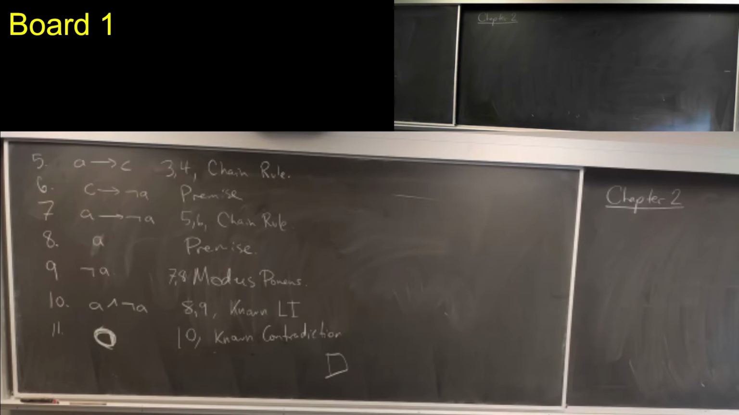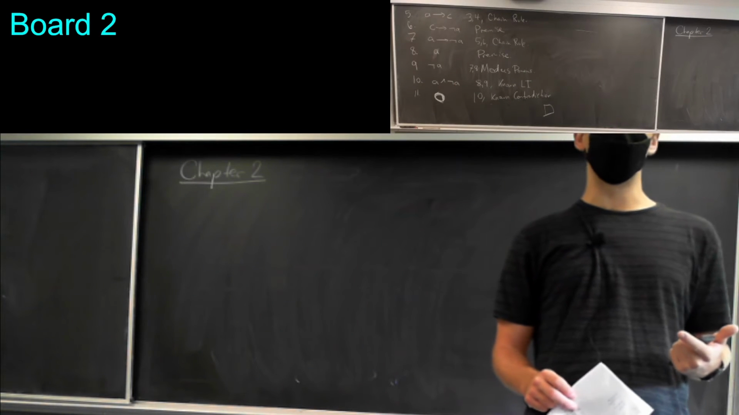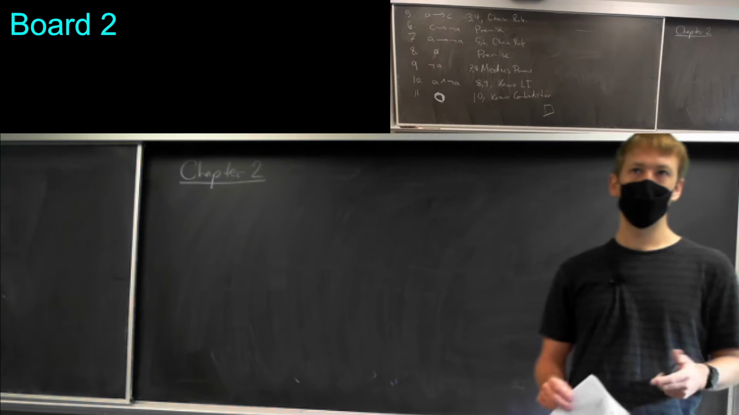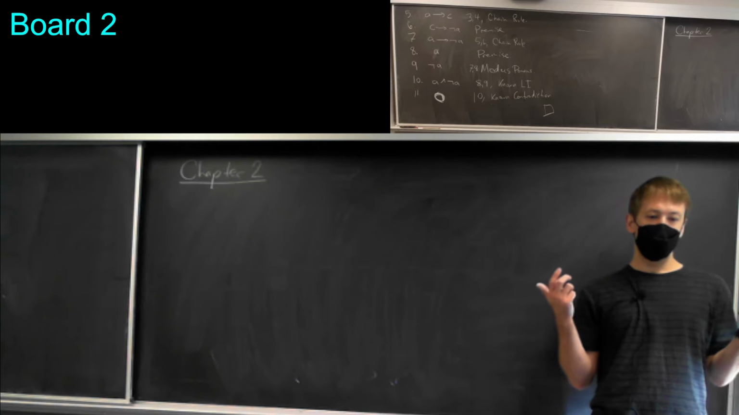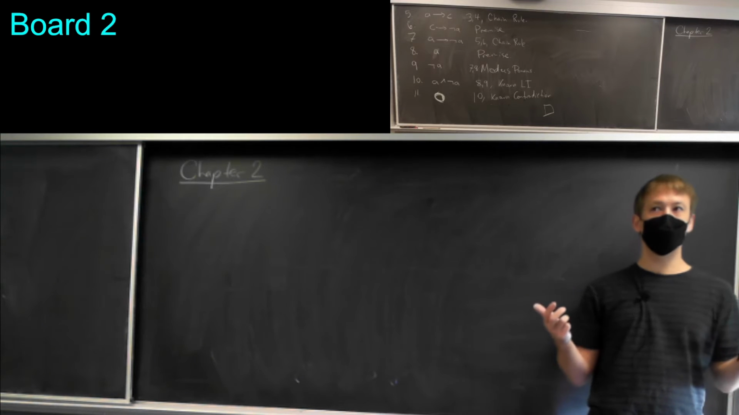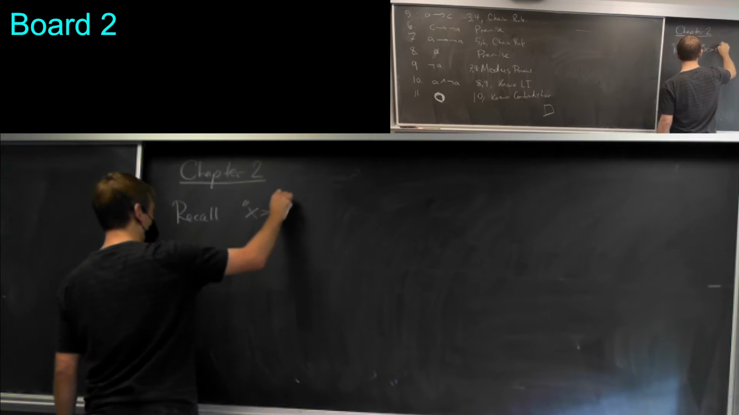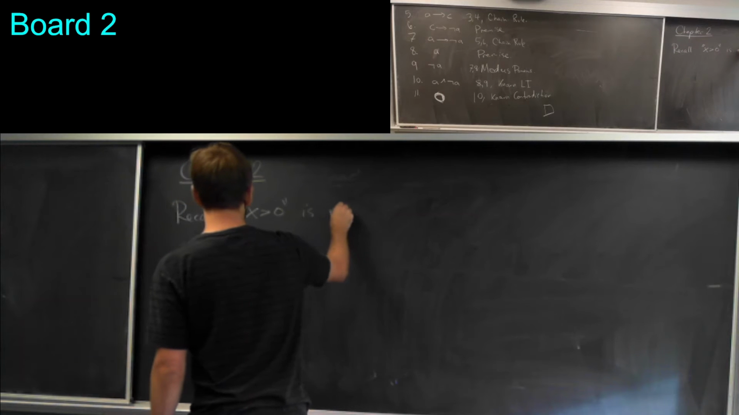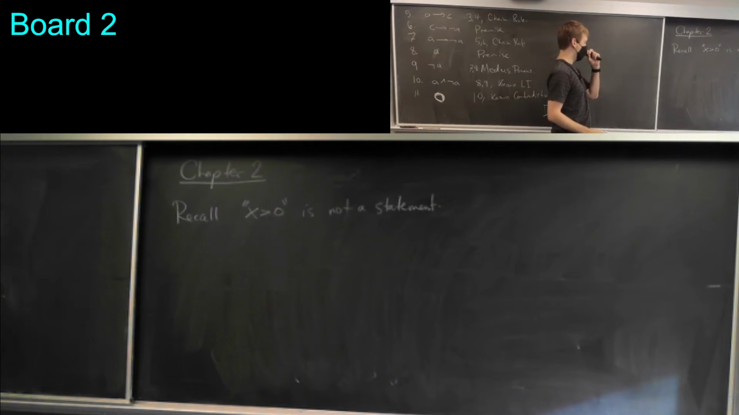So do you remember a long time ago, first lecture of the whole term, we talked about statements and how they're not allowed to use variables, right? Because if you have some variable in a statement, sometimes it makes the thing ambiguous, right? So remember, if I write just x bigger than 0, it is not a statement because its truth value depends on what x is.